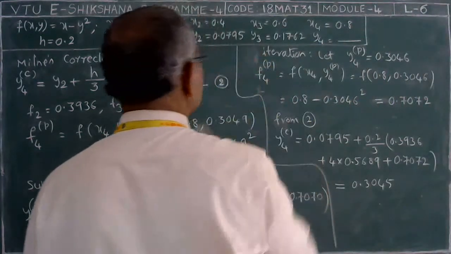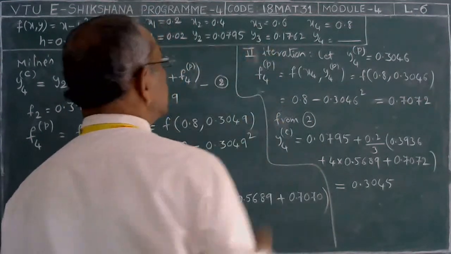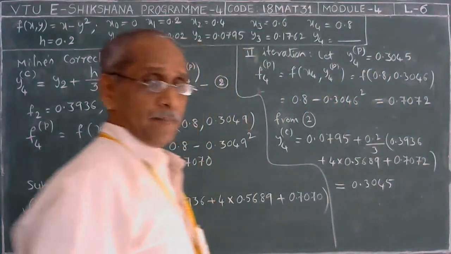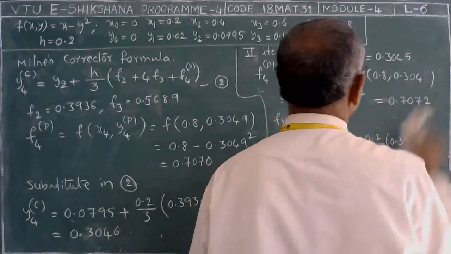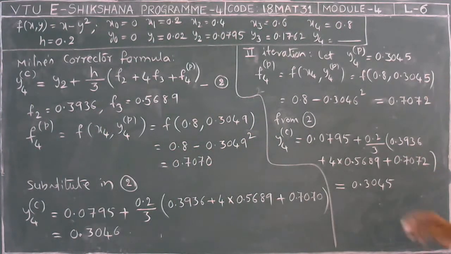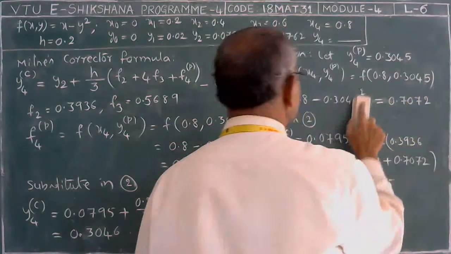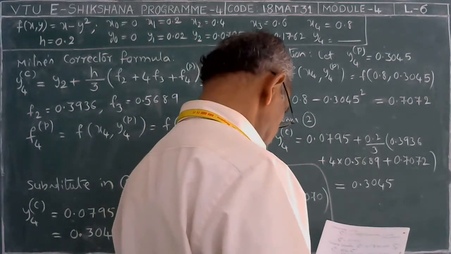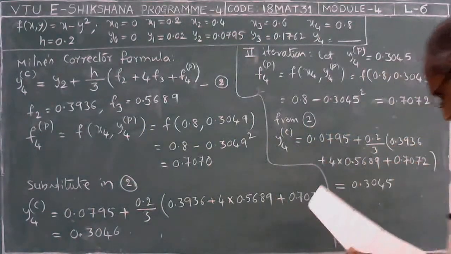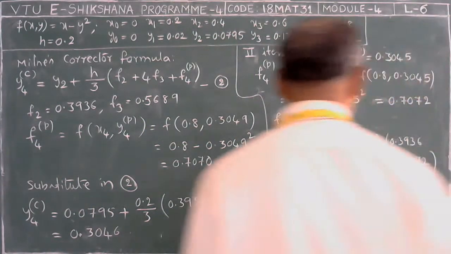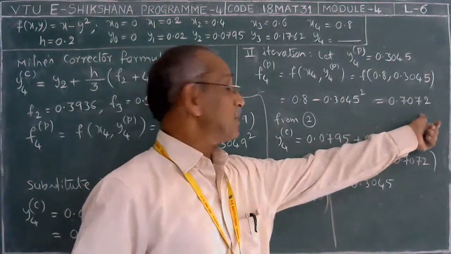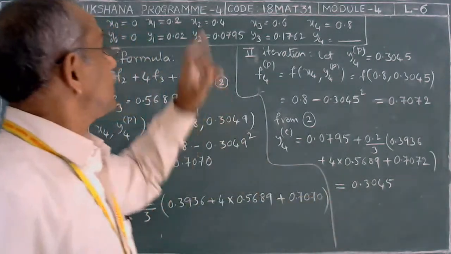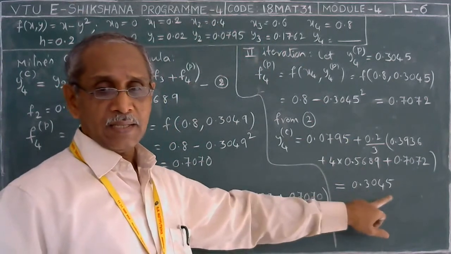So let me call this the second iteration. Let f4p be equal to, you take this as 0.3045. So f4p is everything the same. I will just change here only, but this is the procedure, 0.3045. And if you apply the definition, 0.8 minus 0.3045 whole square. So this f4p is 0.7072 again. The same thing will come here. So from 2 again, you get 0.3045. So our first iteration was also 0.3045. Second iteration is also 0.3045.